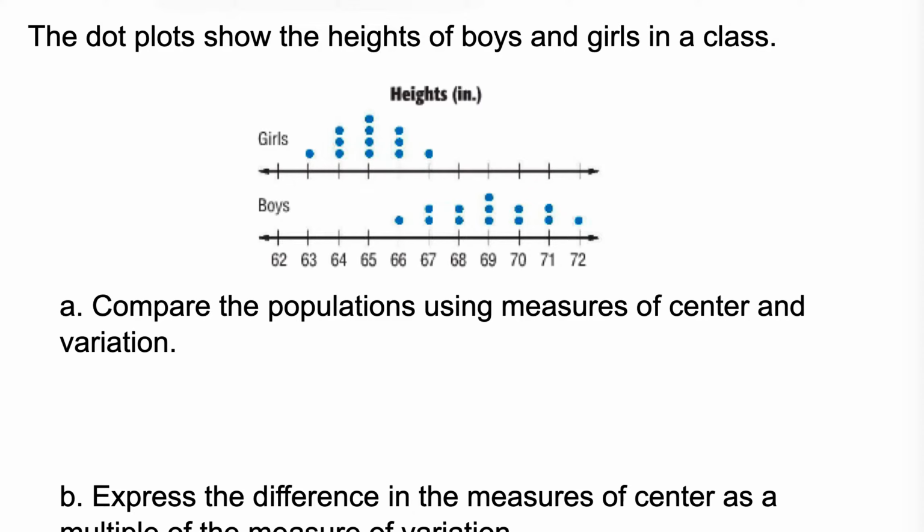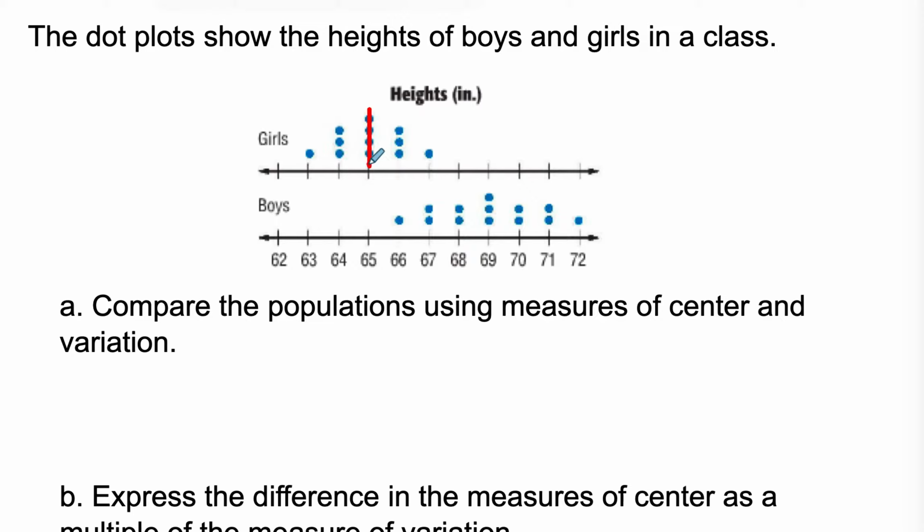So if we take a minute to look at our dot plots here, it says the dot plot shows the height of boys and girls in a class. So we look at the dot plots one at a time to see if they're symmetrical or skewed. For symmetrical, you have to imagine it folded in half and things matching up. So if I have the girls, I'm going to ignore the boys graph right now. I'm just going to look at the girls graph.